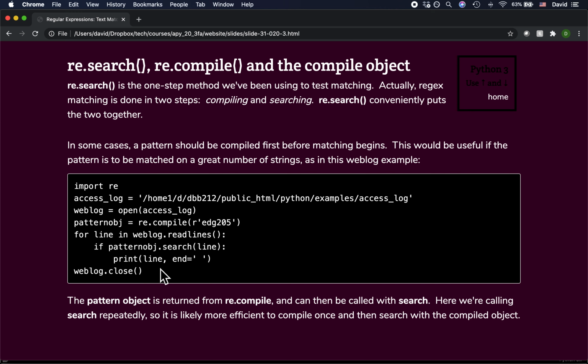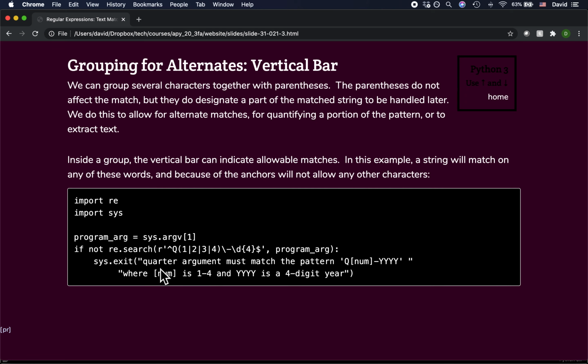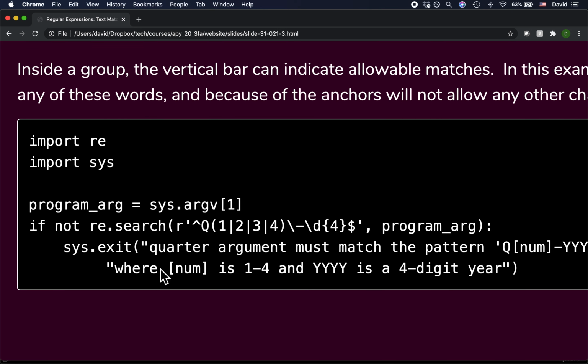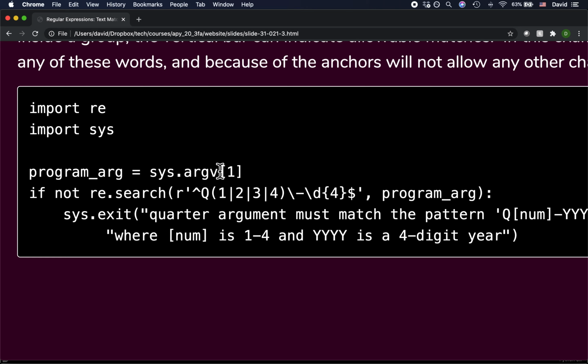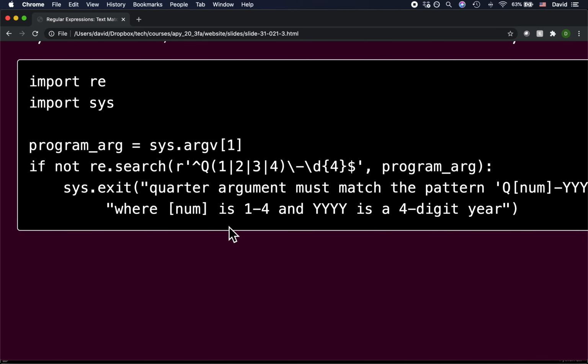Now, when we search, there is a way to compile a regex ahead of time. I'm going to let you read this slide on your own, and I'm going to move on from here. The last thing that we're going to look at is grouping. Grouping is represented by parentheses, and grouping can be used for 3 different applications, 3 different reasons we might want to use groupings.